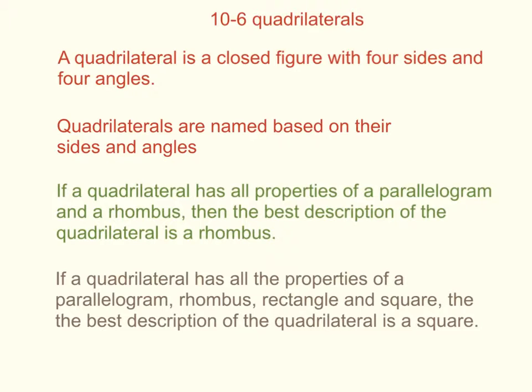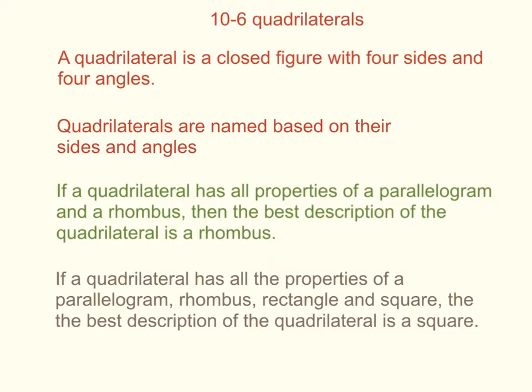So depending on if the sides are congruent, or the sides are parallel or perpendicular, the length of the sides, or if they are all the same or if they're all different, will determine what the name of the quadrilateral will be. If a quadrilateral has all the properties of a parallelogram and a rhombus, then the best description of the quadrilateral is a rhombus, because there are parts about a rhombus that include a parallelogram, but parts about a parallelogram that do not include a rhombus.